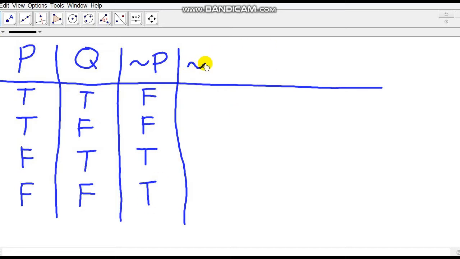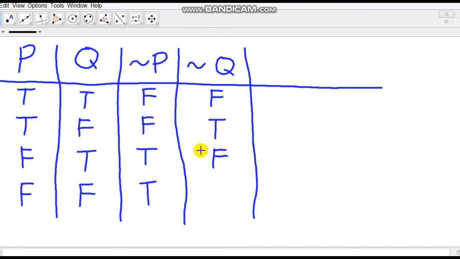Next, if we have Q, we also have not Q. What will be the truth value of not Q? If Q is true, then not Q is false. If it's false, it's true. Again, if Q is true, then not Q is false, and if Q is false, not Q is true. So that will be our truth value for the negation.